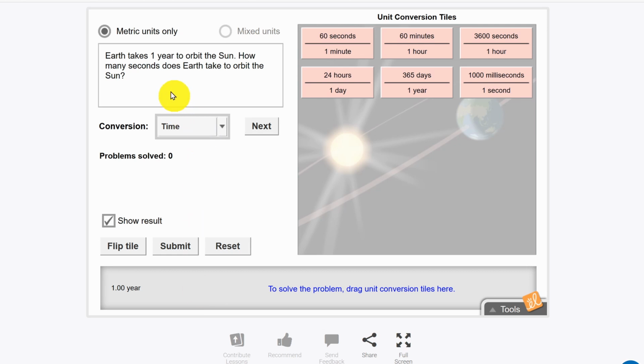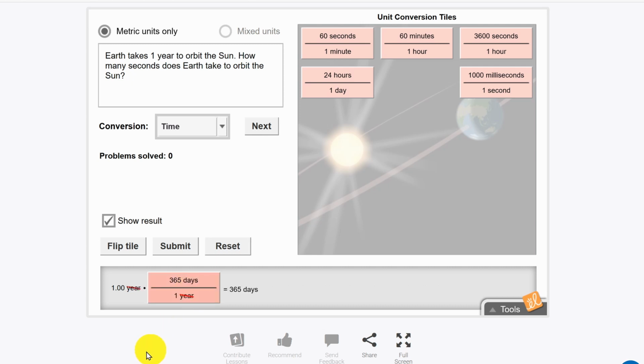We don't know how many seconds are in a year, but one fact we do know about years is that there are 365 days in a year. So I'm going to drag over the tile with that conversion factor. As you can see, if the units are in the right place, they will cancel out as shown by the red lines, and you'll only have 1 unit in the results right here.